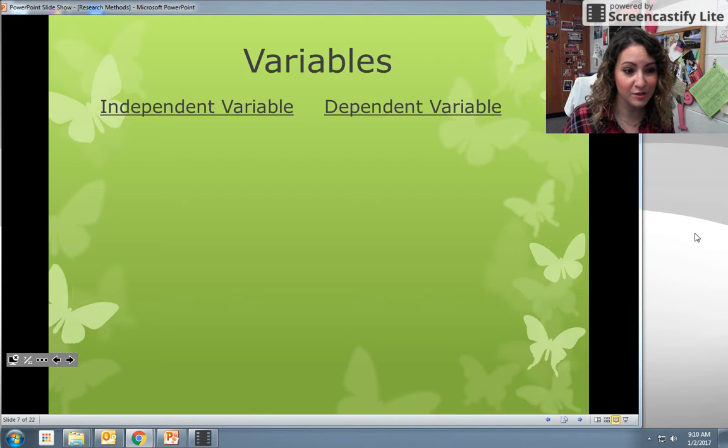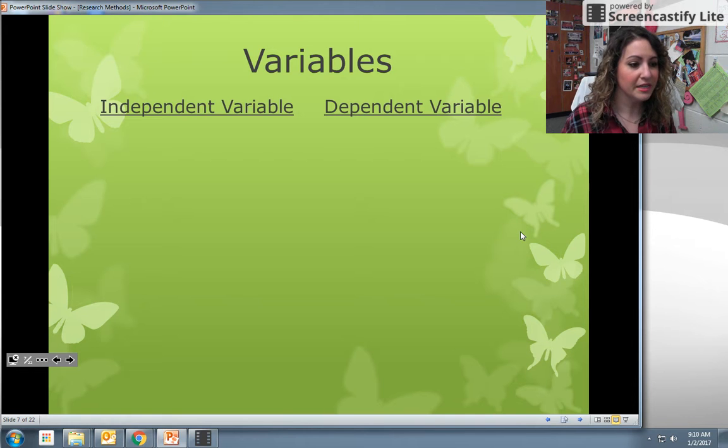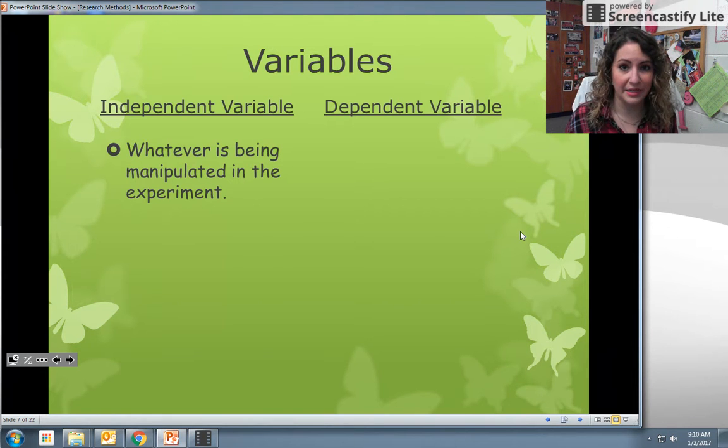We have independent variables and dependent variables. And it's very important on the AP test that you can tell the difference between these two, that you can determine which one is independent and which one is the dependent, or you can make up your own independent and dependent variables. So an independent variable is anything that you're going to manipulate in the experiment.